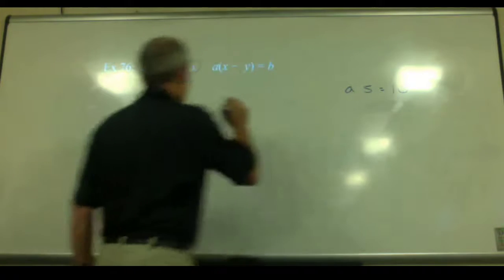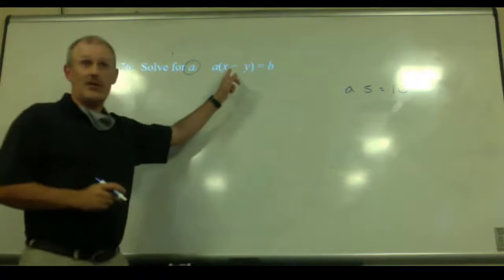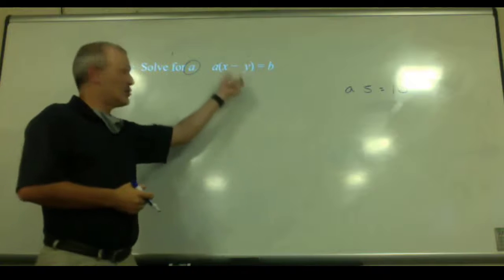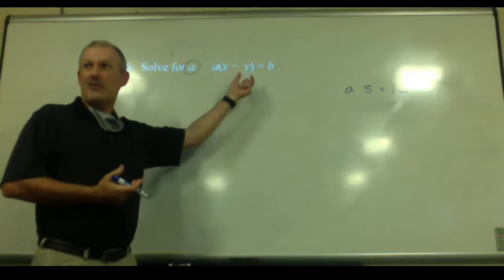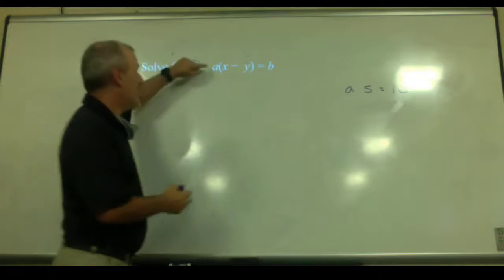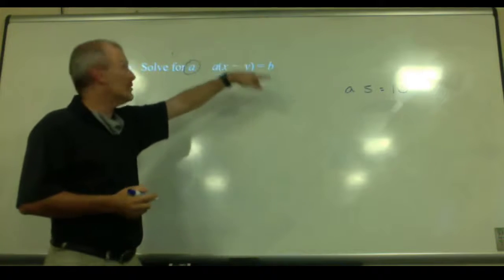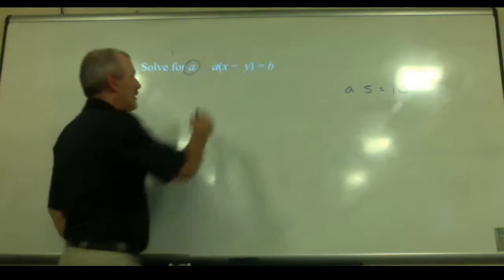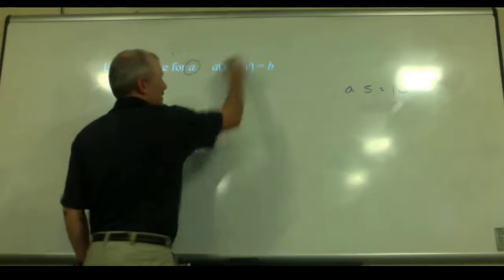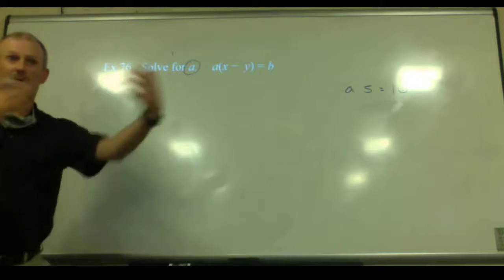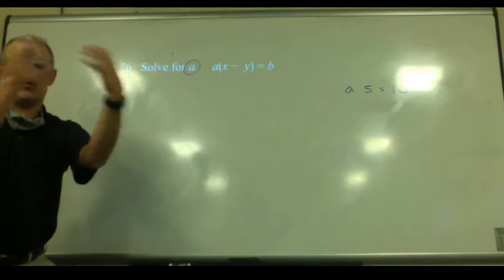Now, I want you to think about this. We know that X is a number, correct? And Y stands for a number. So when you subtract them, doesn't that still stand for a number? So I have A times this number, this quantity, equals B. If I want to get rid of this, we just divide by it. You can divide by that whole thing all at one time because it's all grouped together in parentheses.